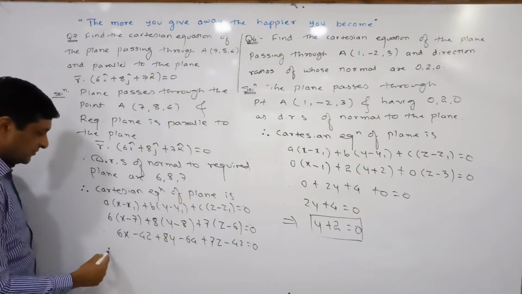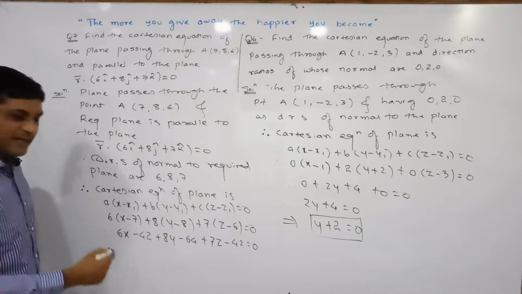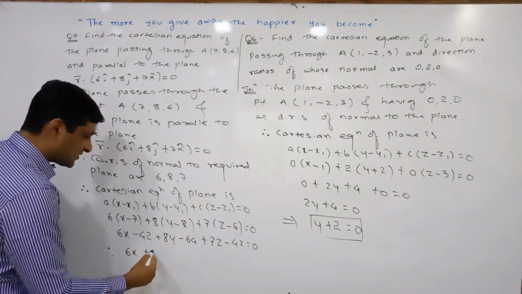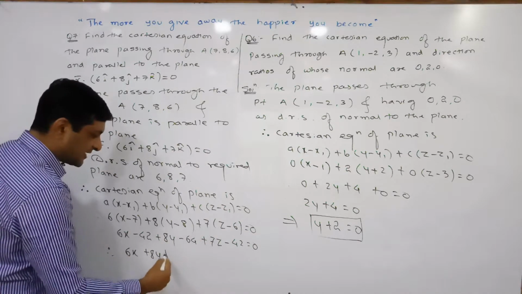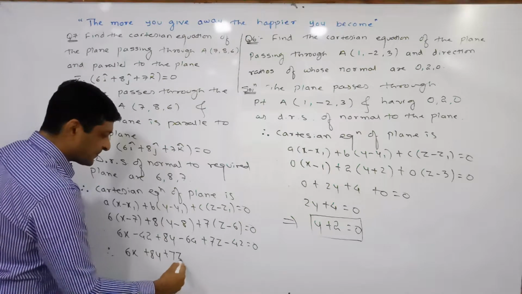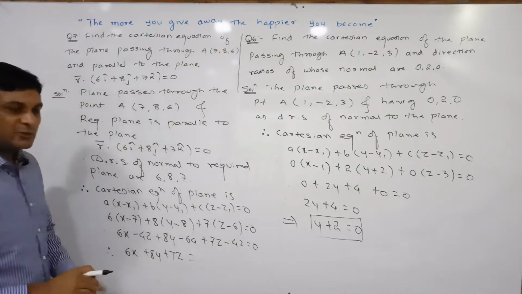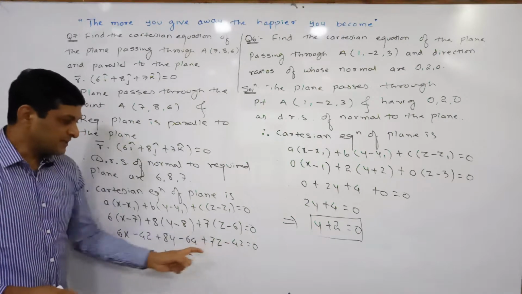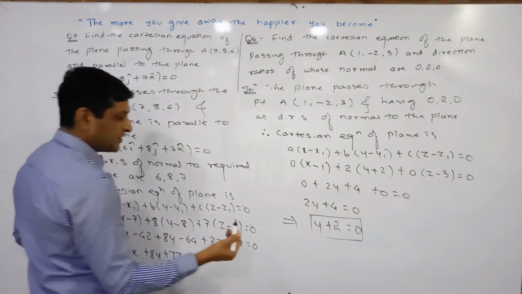Now write down this equation in standard form. Means first write down the term of x, means 6x, then write down term of y, that is 8y, then write down term of z, means 7z, and on this side write down the constant term. Observe here, what is the constant term? Now collect this constant term. Constant terms are what here?